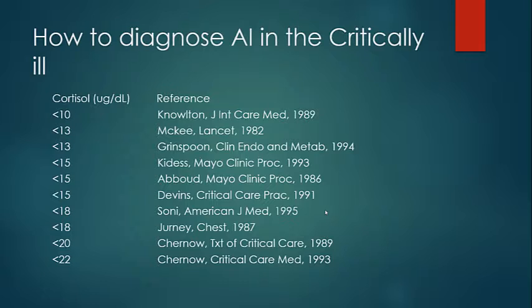All these studies from the mid-80s to the mid-90s looked at the cortisol level for patients who are believed to have adrenal insufficiency. And if you look at the numbers, they were ranging between 10 to 22. So it was safe to assume at the time that anything less than 20, most likely the patient had a form of adrenal insufficiency.